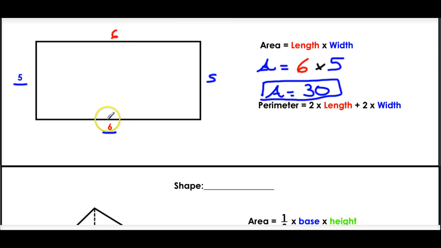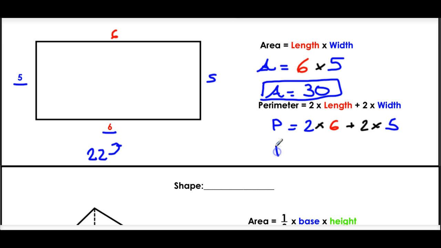So I could just add these up. 6 plus 6 plus 5 plus 5. If you did that, you get 22. That's one way to get the perimeter. Or you can use this formula, and that's P is equal to 2 times the length, which is 6. So our length is 6, plus 2 times the width, which is 5.